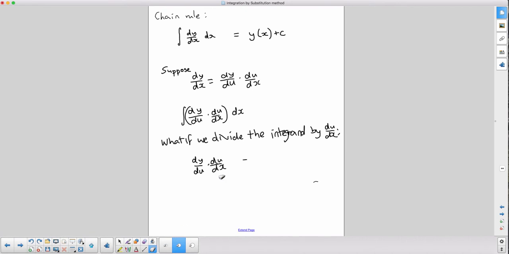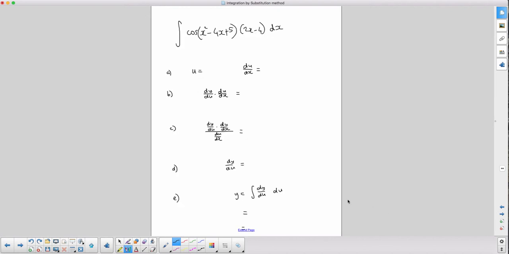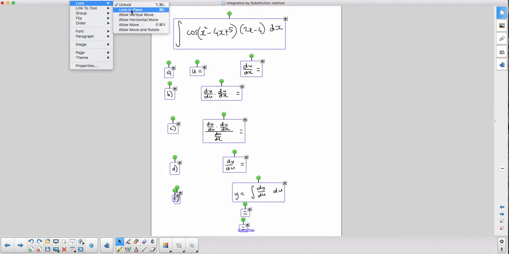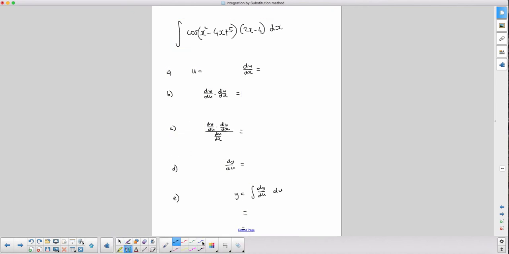So suppose we have du by dx, which is a product. What if we divide that product by du by dx? All we're left with is dy by du. So if we can simplify our integrand to just the function of y with respect to u, we can anti-differentiate and find y. So let's lock this in place before I edit it.